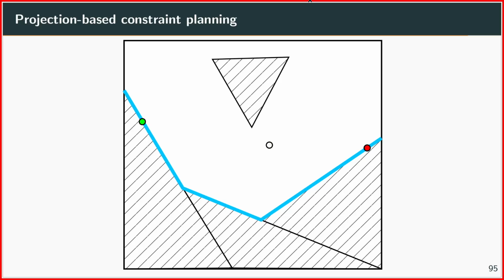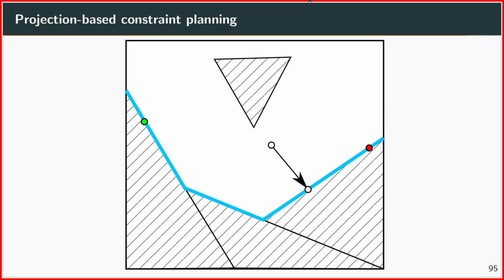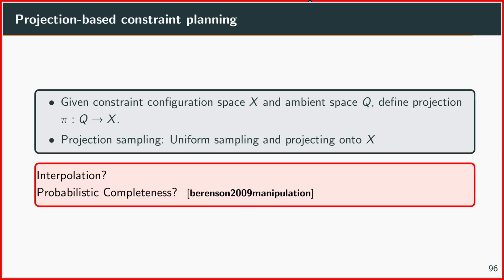Okay, and the second way of how you can resolve this and how you can plan on those blue lines is basically by doing projection-based planning. Projection-based planning is basically that you just sample randomly as you did before, and every time you get a new sample, you project it down on the line, and in that way, you always have samples on the line. So you define a projection which goes from Q to X, and then you do projection sampling by just uniform sampling and projecting onto X.